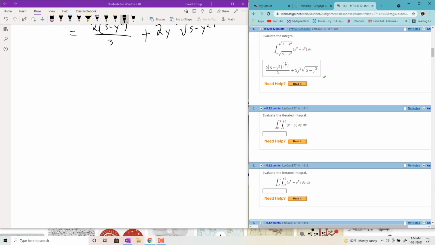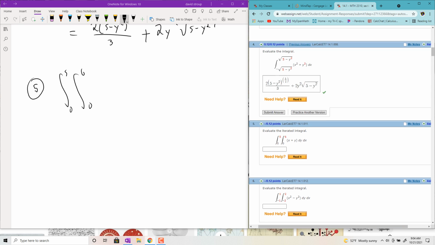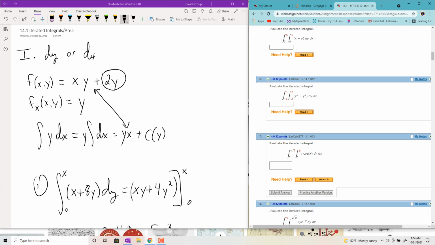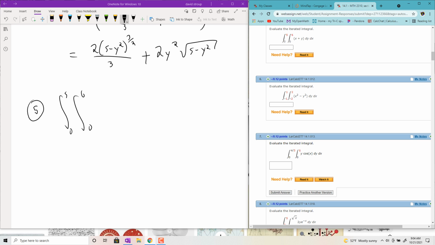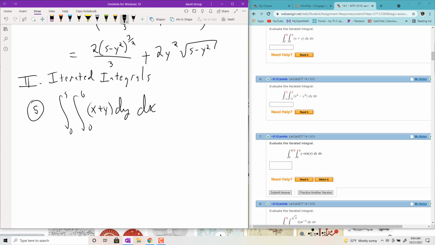We'll try number 5 first. So I have the double integral from 0 to 6 and then 0 to 5. Maybe I should title my sections like a good teacher, right? So this will be section 2, iterated integrals. I just call them double integrals. We have x plus y, and first we do it with respect to y, and then with respect to x. So you can think of it like this, and you do the inside first.